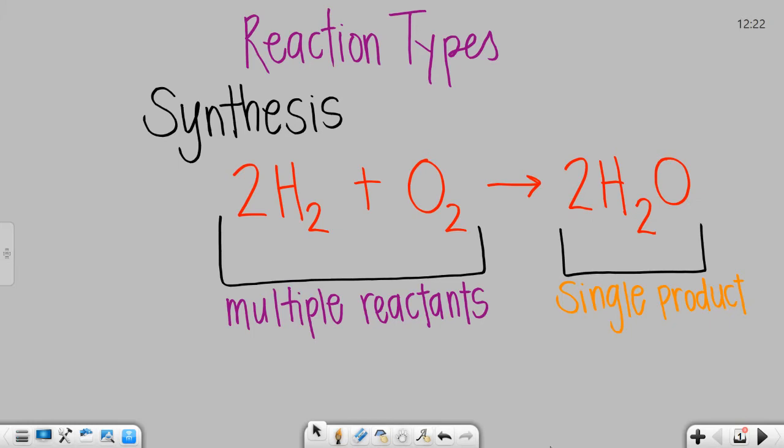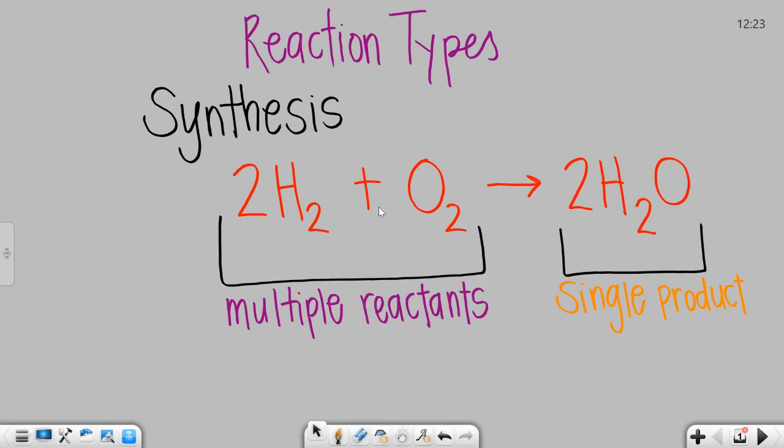Hello, I wanted to take some time today to just go over the six reaction types that we looked at yesterday in class. So let's get started with a synthesis reaction. A synthesis reaction occurs when you have multiple simple reactants coming together to form a single product.